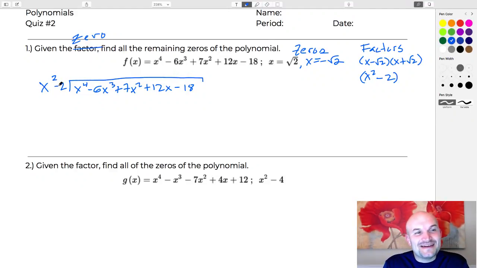All right. So what we're going to do here is whenever we're doing long division, just remember you're dividing with the first term. Make sure it's in descending order, and everything else is in your standard form. So x squared goes into x to the fourth.